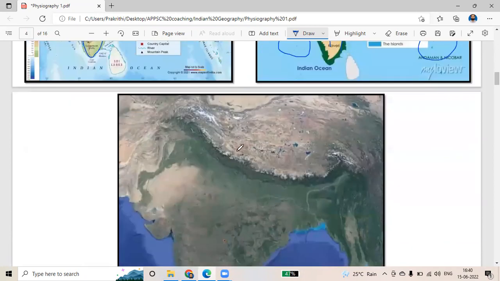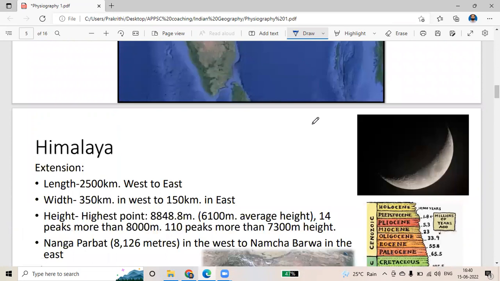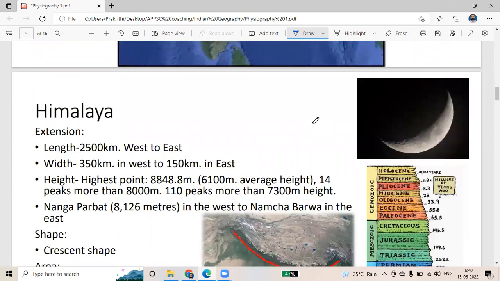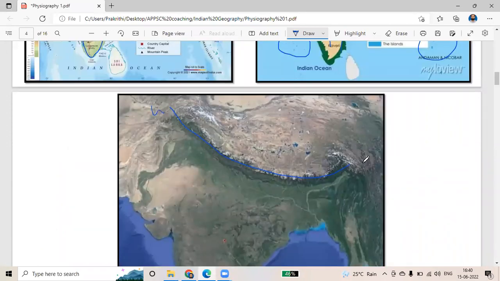And today what we are going to discuss is about the greater Himalayas, the Himalayan mountain systems. When we say about Himalaya, the Himalaya extends from west. This is the western side of India, and this is eastern side of India. When we say, we can add northwest बोल सकता है to northeast. So it is stretching from west to east of 2,500 kilometers.